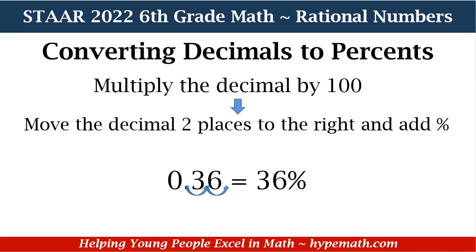We want to convert 36 hundredths to a percent. Well, in order for us to do that, we said to convert decimals to percents, we are going to multiply by 100, which means we're going to move our decimal point 2 places to the right. Once we do that, we add a percent sign at the end. So 0.36 or 36 hundredths is converted to 36%. Now that we have all of that information, let's dive into our problem.